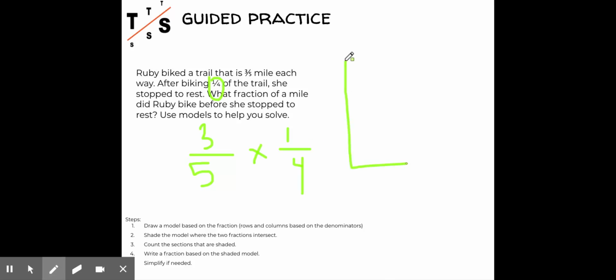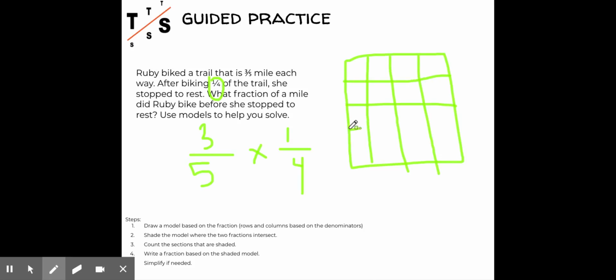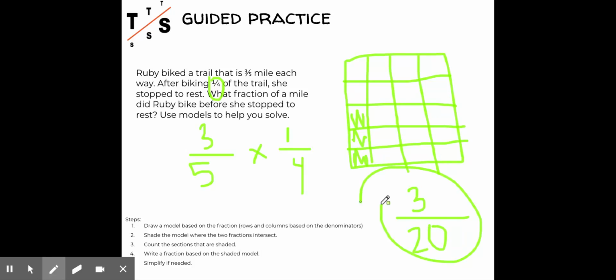So now I'm going to draw my model. I'm going to make 4 columns and 5 rows. And I'm going to shade in. I have 1/4, which would be down here, 1, 2, 3, 4. And then 3/5, so 1, 2, 3. We have a total of 3 shaded out of 1, 2, 3, 4, 5 times 1, 2, 3, 4, which would give me 20. This can't be simplified, so it looks like the fraction of a mile that she biked before she stopped was 3/20 of a mile.